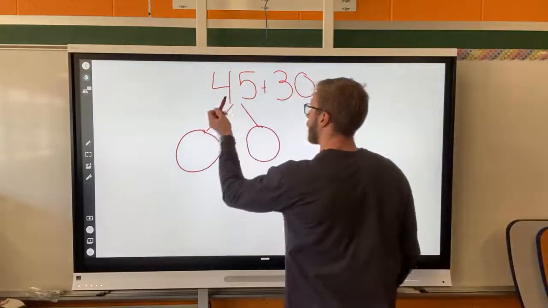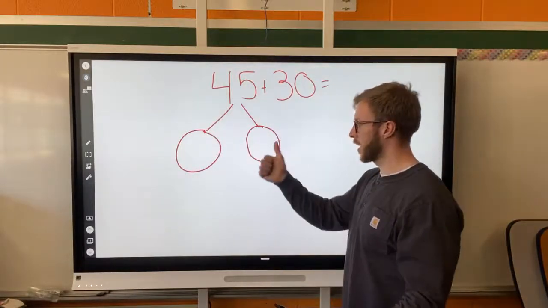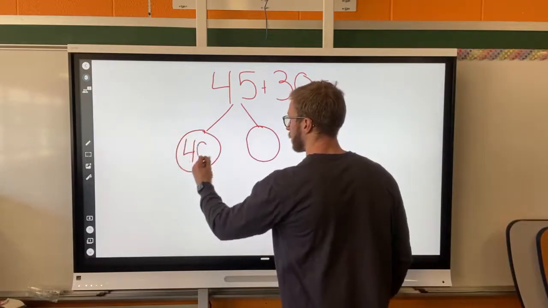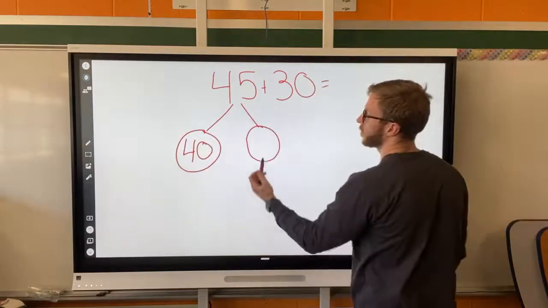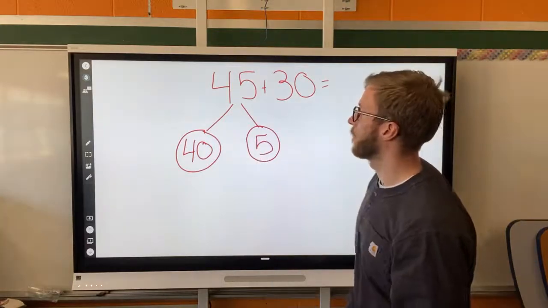How many tens do I have? I have 4 tens. 4 tens is how many ones? 10, 20, 30, 40. It's 40. And how many ones do we have? We have 5. All right, here we go.